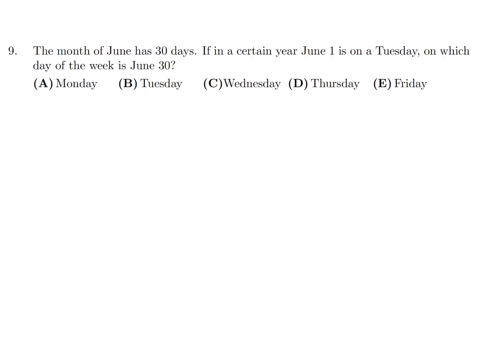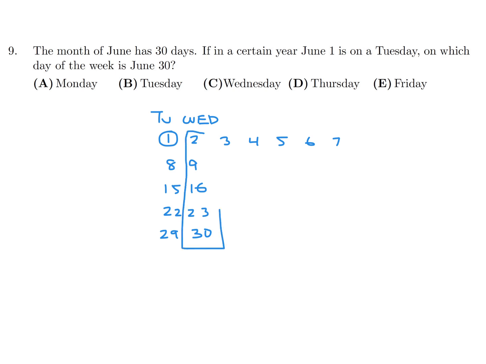The month of June has 30 days. If in a certain year, June 1st is Tuesday, what day of the week is June 30th? Okay, so 1, 2, 3, 4, 5, 6, 7. You make a little mini calendar, right? I'm not going to fill in all the days, but you guys get the point. So 22, 23, 29, 30. So they're saying the first is a Tuesday, this guy right here. So the second would be a Wednesday, and then every 7 days after that, it would be a Wednesday. So these are all Wednesdays right here. And therefore the 30th is also a Wednesday, and therefore number 9 is C.